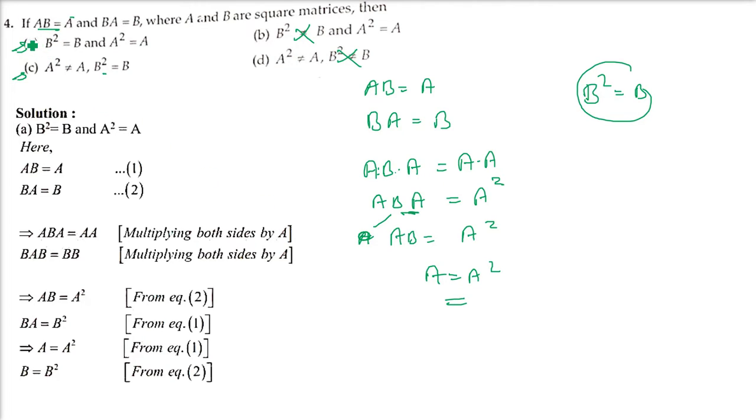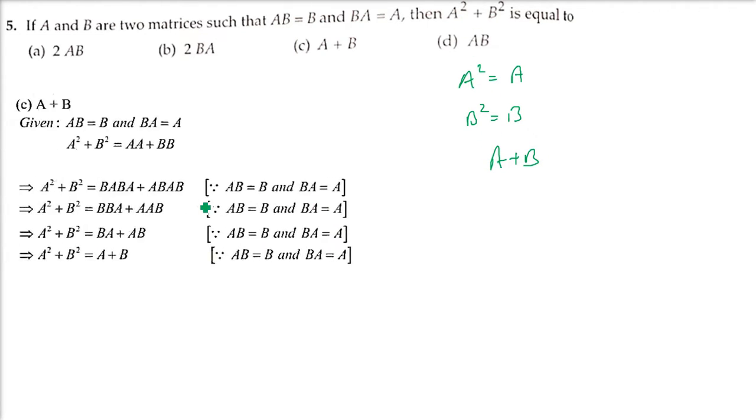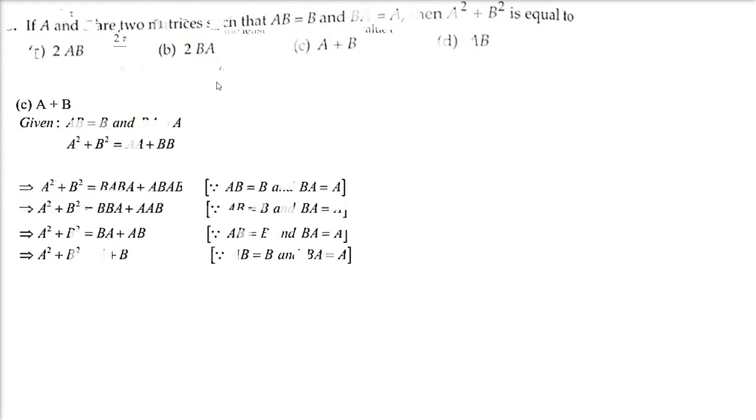So please remember this also, because we are going to utilize it in this question. If A and B are two matrices such that AB equals B and BA equals A, then A square plus B square. See, A square was equal to A, we just saw, and B square is equal to B, we just saw that. So A square plus B square is what? A plus B. So don't worry about the left, and if you really want to do it, you can do it like this, which I've given.